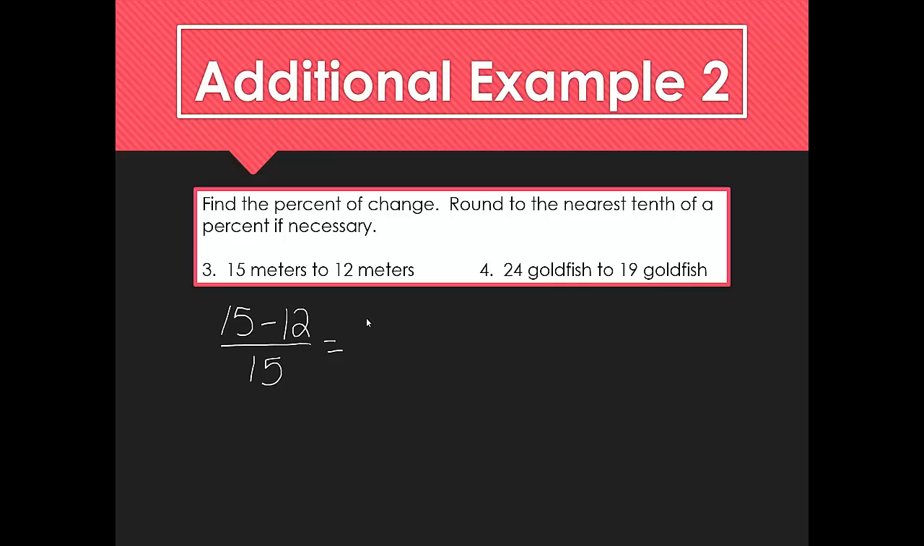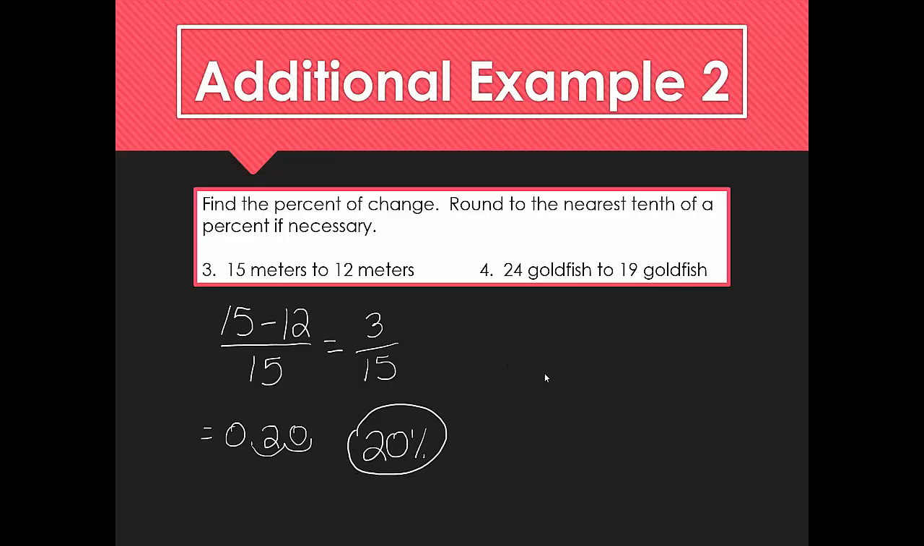15 minus 12 is 3, and then we would divide that by 15, and 3 divided by 15 is equal to 0.2, or 2/10. If we want to convert this to our percent, we move our decimal 2 places to the right, so 1, 2, put in a 0, and then that would be equal to 20%.